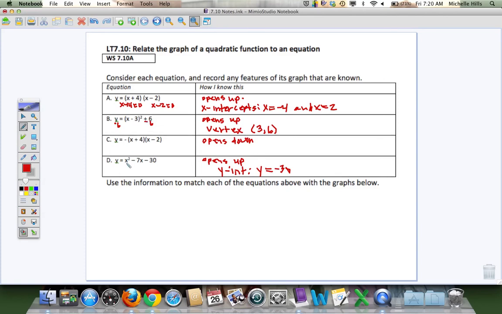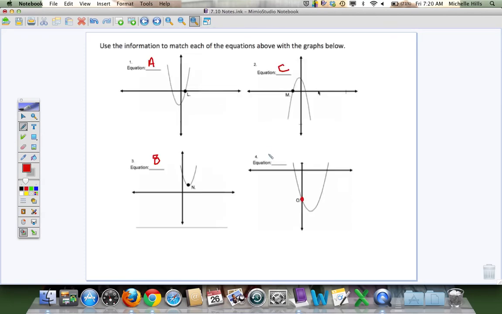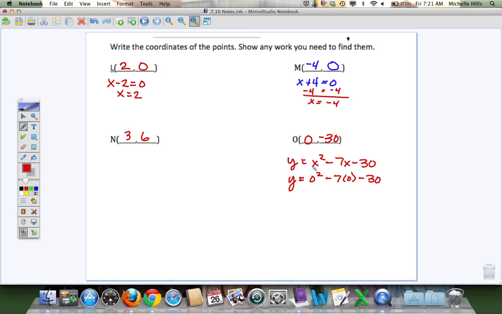But if I put 0 in for x here, 0 squared minus 7 times 0, that whole part is 0, minus 30 gives me a y of negative 30. So this one is D, and the work I could show for how I find that, here's my equation. If I put 0 in for my x's to find where this thing crosses the y-axis, it crosses at negative 30.